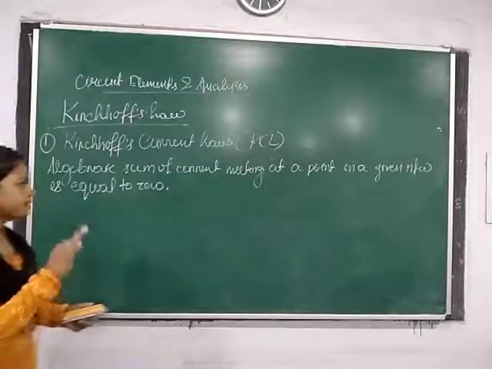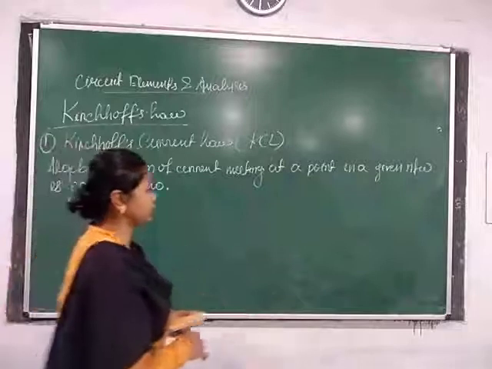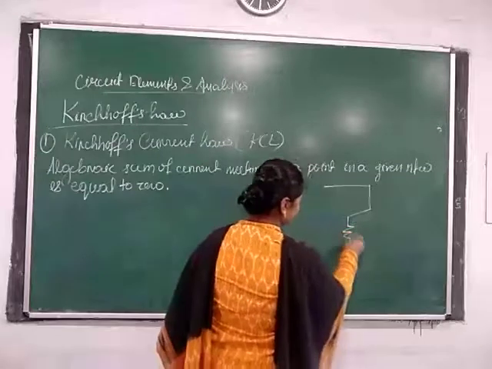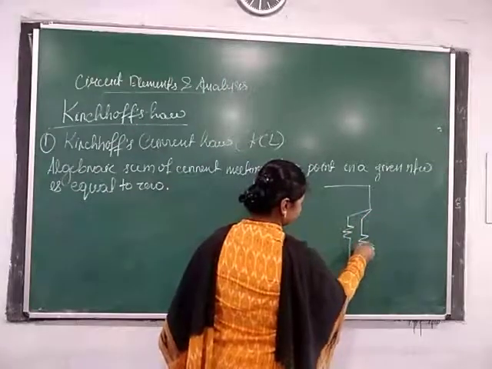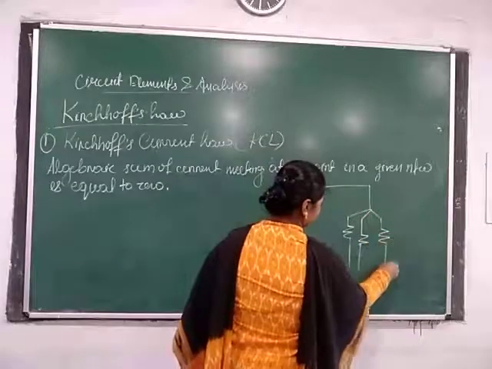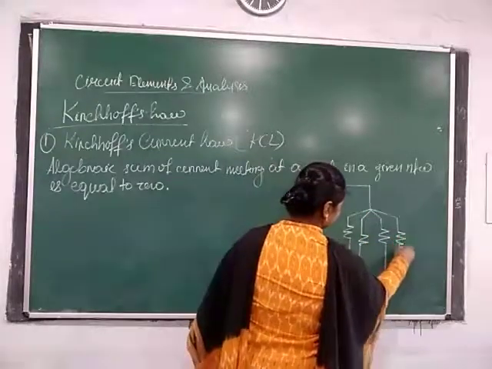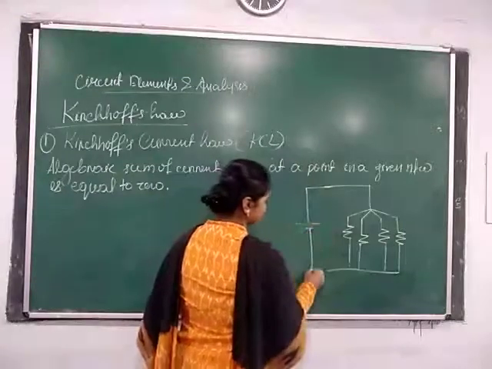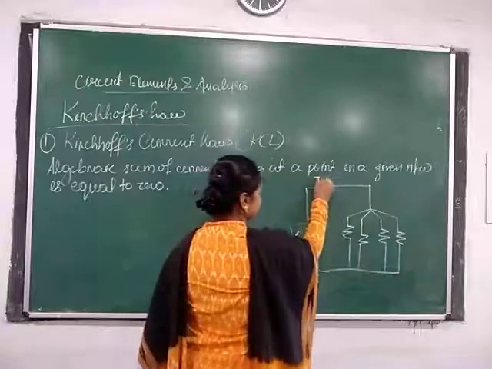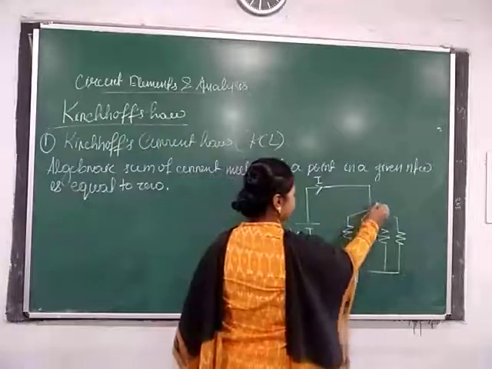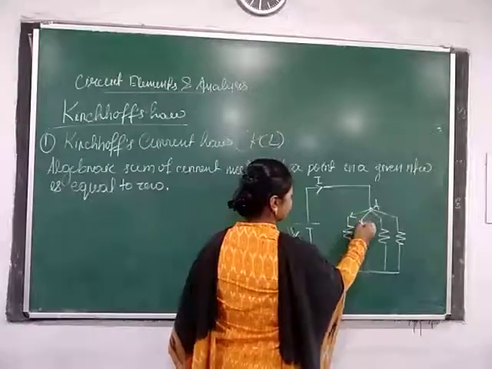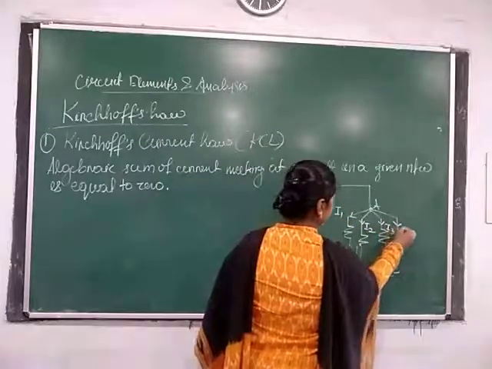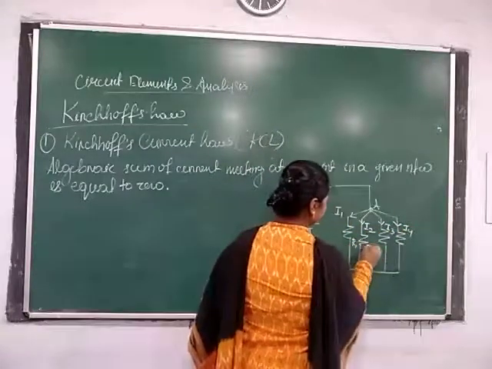For your better understanding, here we take one electrical network. Here I take 4 resistors and connect them across a source of supply V. So the current I is flowing. At this point A, it is divided into 4 parts: I1, I2, I3 and I4.